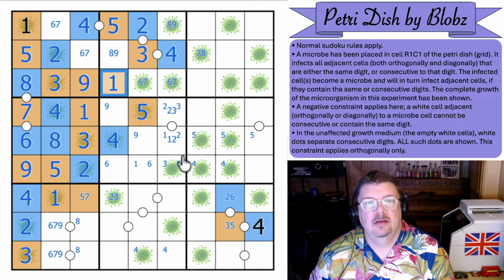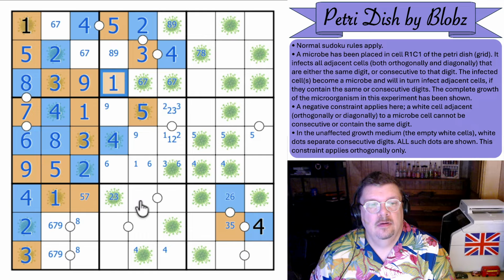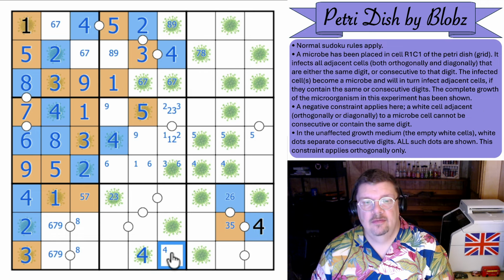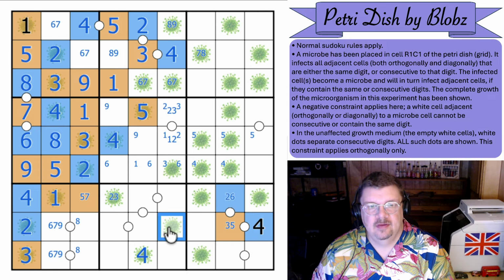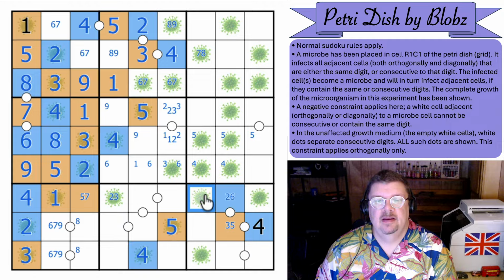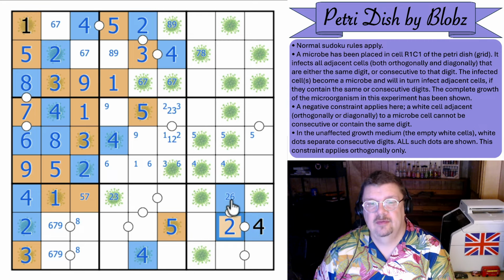Let us think more. That's a 4 by sudoku. That can only have been infected by this cell. So that makes that a 3 or a 5, but we know that 3 is there, so that has to have been a 5. That can only have been infected by this cell, but let's first of all do some sudoku.